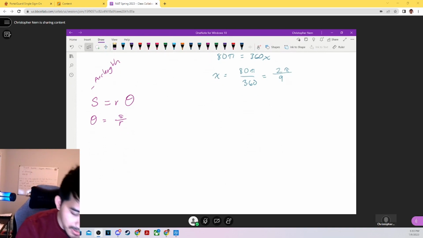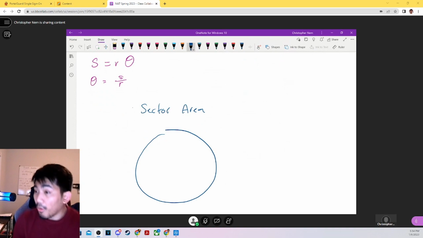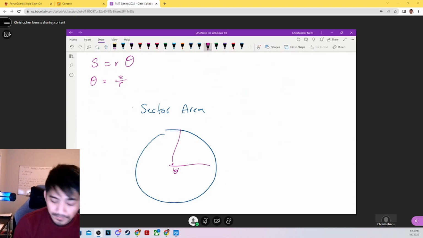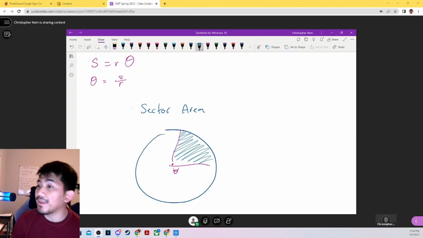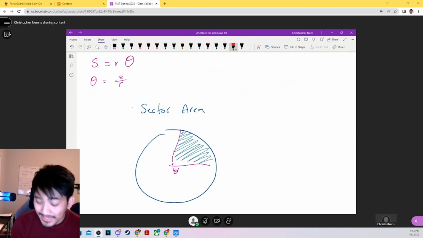So next, we're going to talk about sector area. Sector area is just the area in your portion of the circle. So let's say I have an angle. Let's call this theta. Well, sector area, I want to calculate this portion of area within the circle that is created by this angle with the vertex in the center. To calculate this, I can use that same proportion idea.